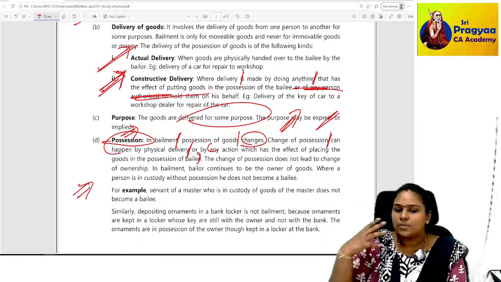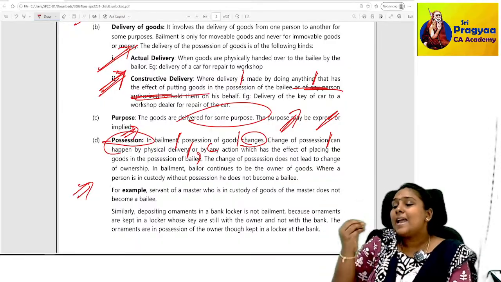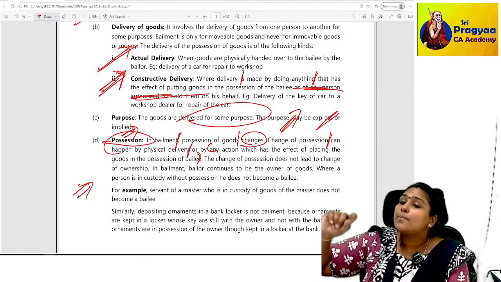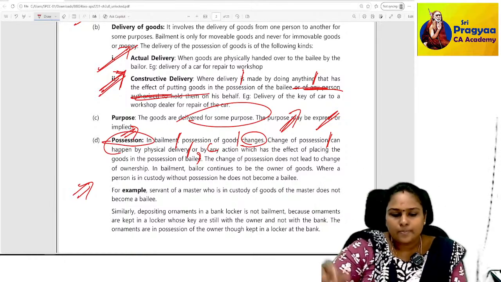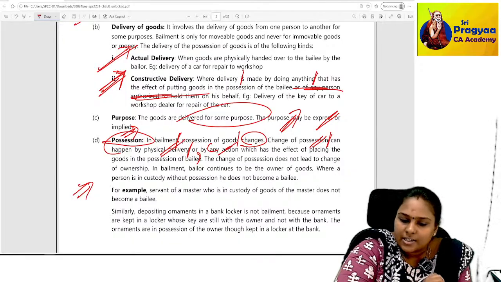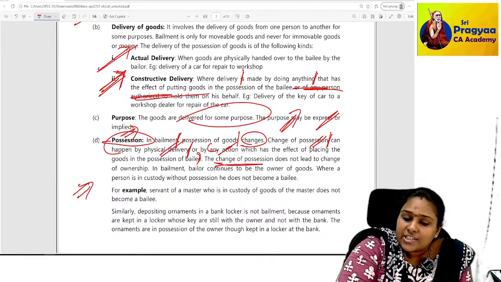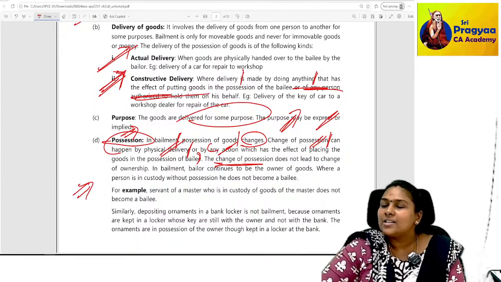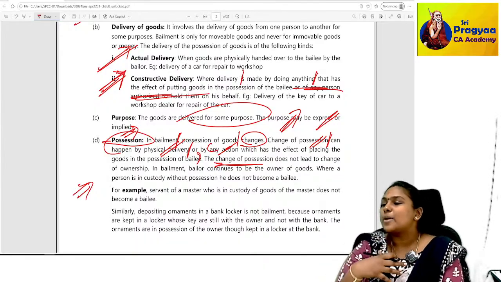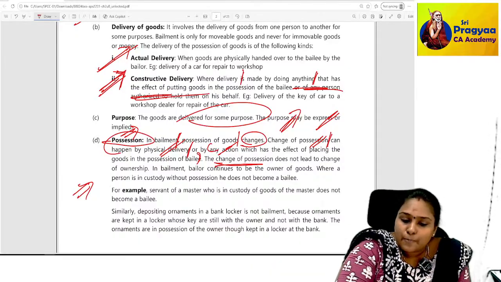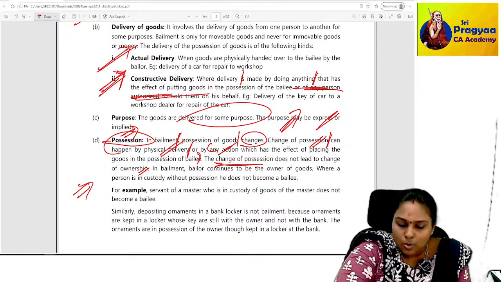Now open your mouth and speak. What is constructive delivery? Anything that has the effect of putting the possession to the other party or bailee. Now such a change of possession can happen by physical or constructive delivery. Change of possession does not lead to change of ownership. Sir, if you take the bike and leave it in the shed, since the shed is my property, that does not mean it becomes my bike. Able to understand? So change of possession does not lead to change of ownership.